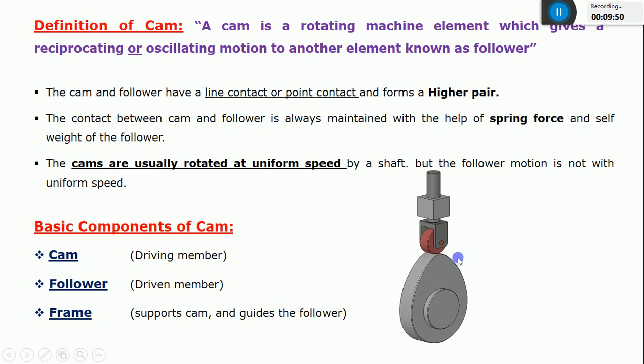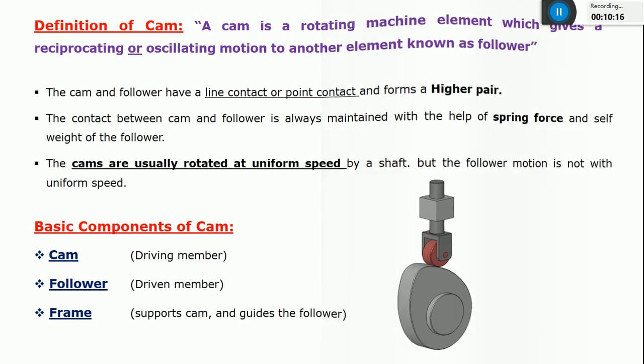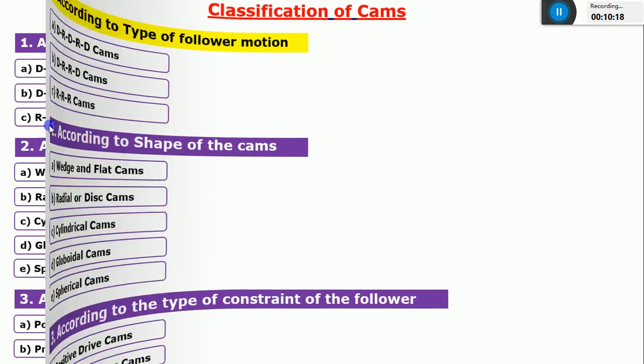It means in between rising and returning, it is taking some rest. There is no movement. Whenever there is no movement of the follower, I can call it a dwell time. So these are rise, return, and dwell. These are the three basic types of follower movement. Based on that, I can classify into different types. In that, the first one was this one.